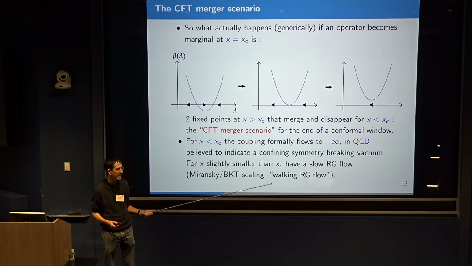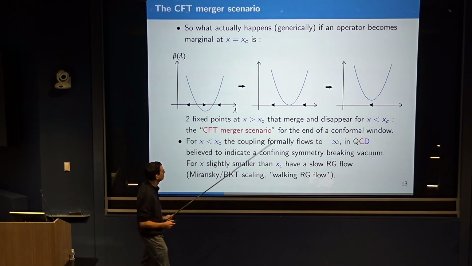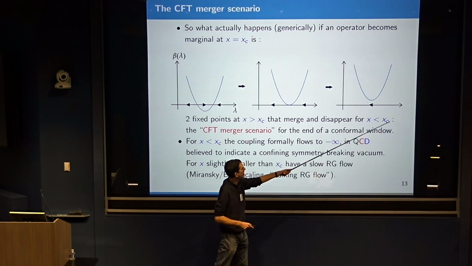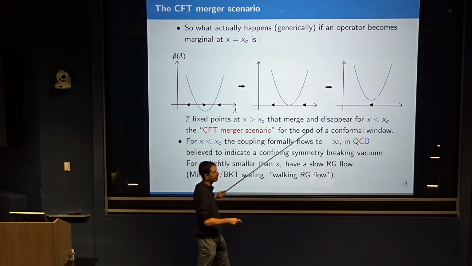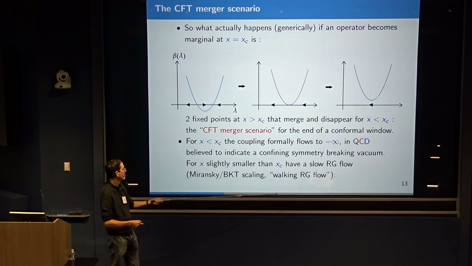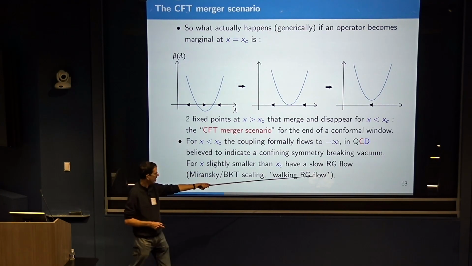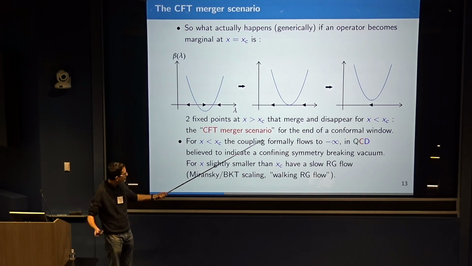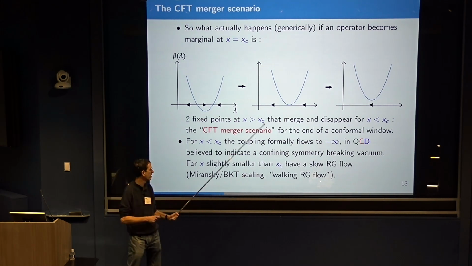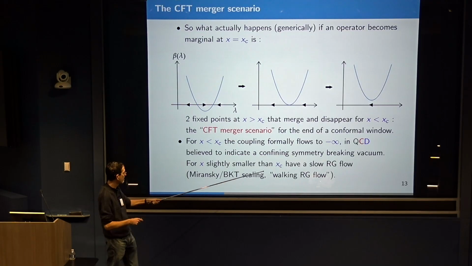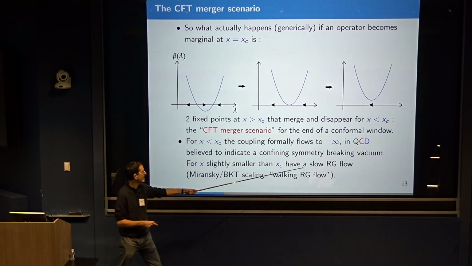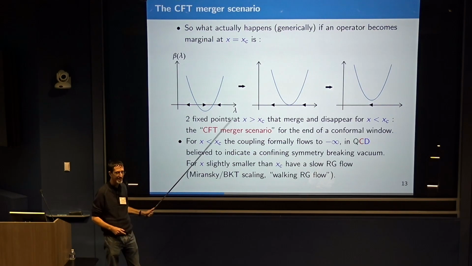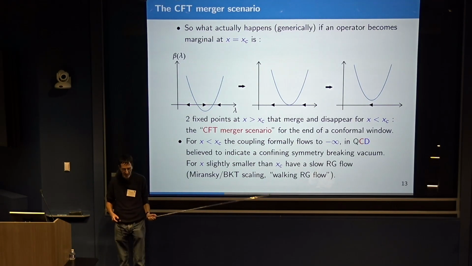And this is one generic scenario for how conformal windows can end. And of course, in this case, when we go for x smaller than xc, we don't have a fixed point anymore, and we just continue flowing until we reach, well, presumably the flow all the way to minus infinity implies that we have this other confining symmetry breaking vacuum. So this is a well-studied scenario for how conformal windows can end. And in particular, if x is slightly smaller than xc, we have this very small RG flow, which is a slow RG flow, which is sometimes called Miransky or BKT scaling, or in other contexts, a walking RG flow.